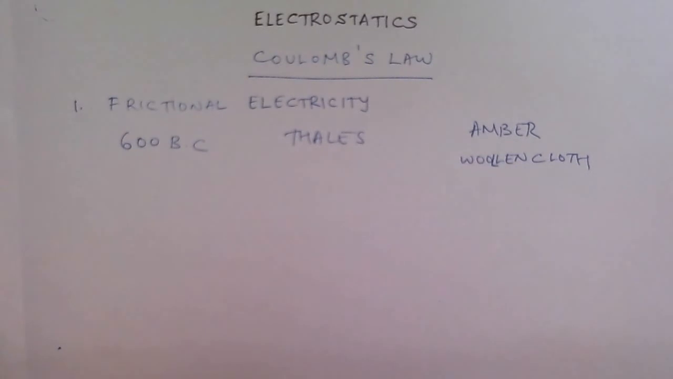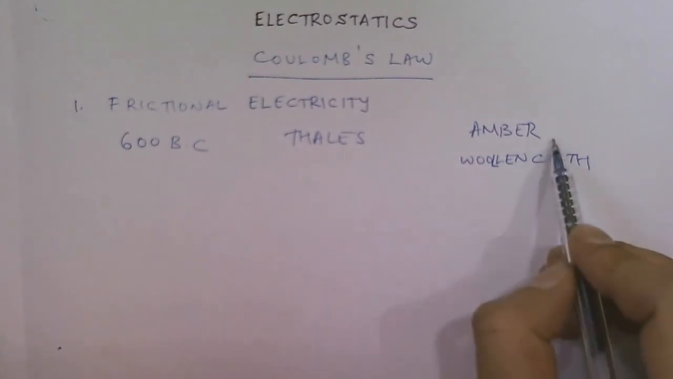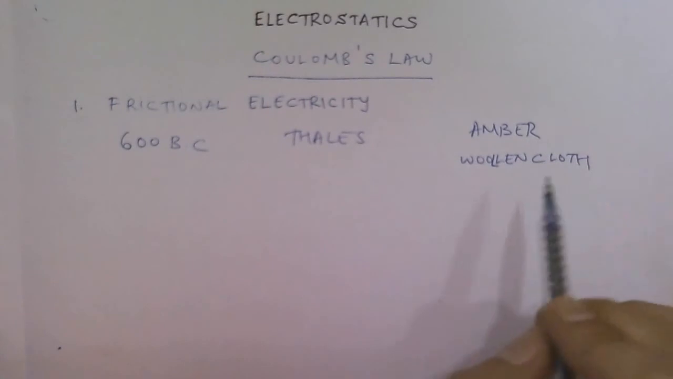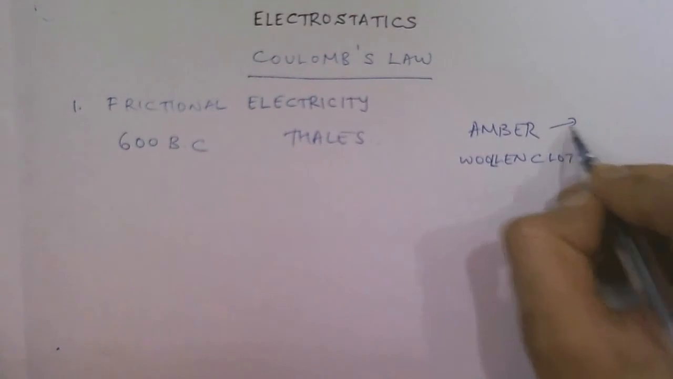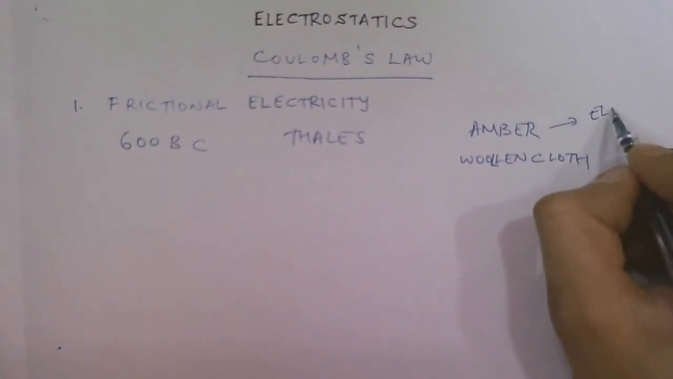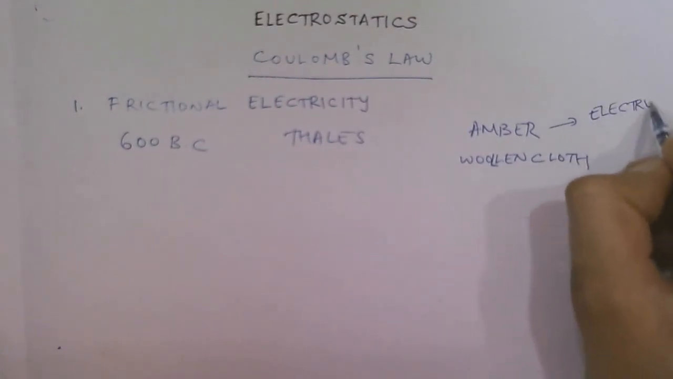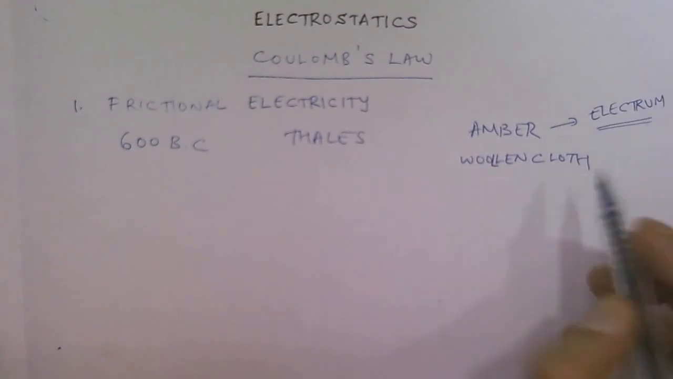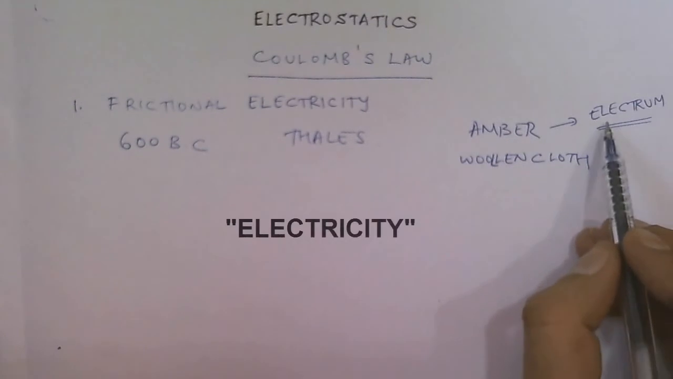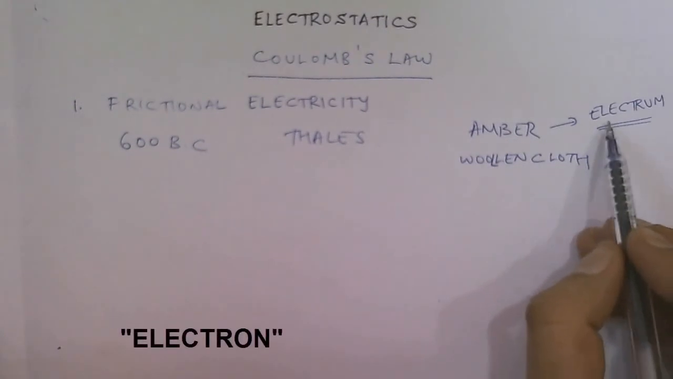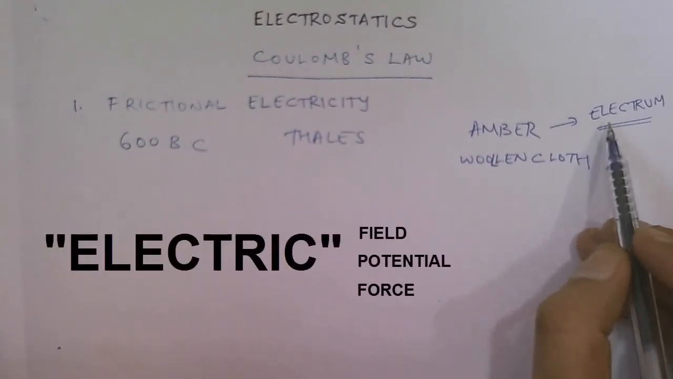Now, what is amber? Amber is the hardened tree sap of some tree, particularly the pine tree. And an interesting thing to know is that the Greek word for amber is electrum. This word is attributed to be the root of electricity, electron, and all the other things which you associate with electric studies.